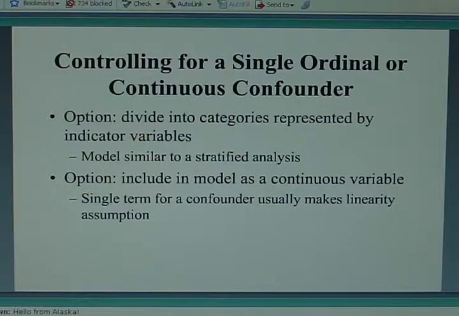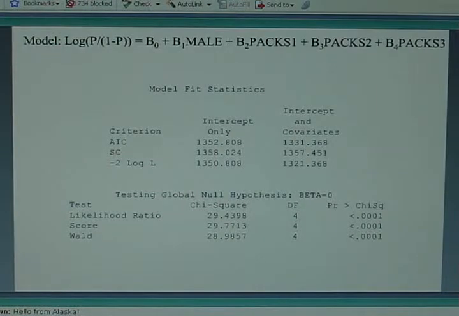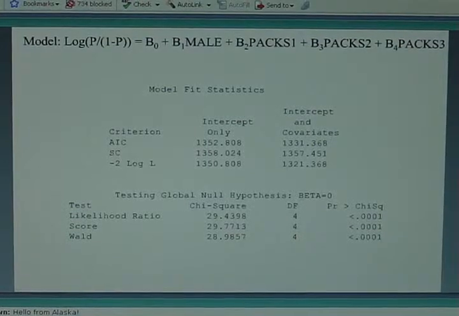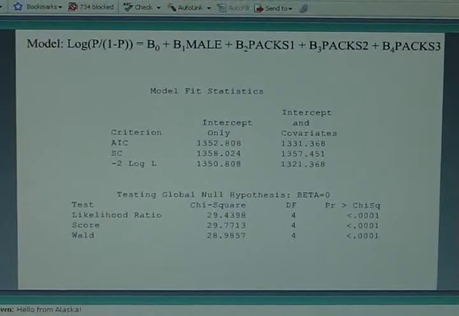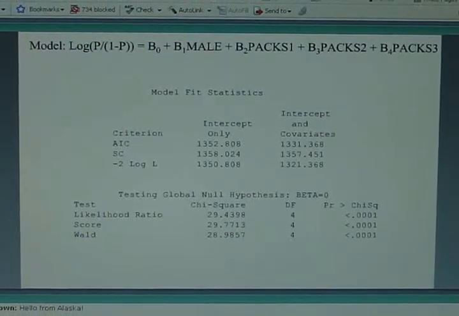So for example, here are two models I want you to consider that might control for smoking. Let's suppose, again, we want to pick up where we did last week. We want to know whether sex, male, is related to your risk of developing coronary heart disease, P, during 18 years of follow-up. And male, remember, is coded 1 if you're a male and 0 if you're a female. Now we want to control for smoking.